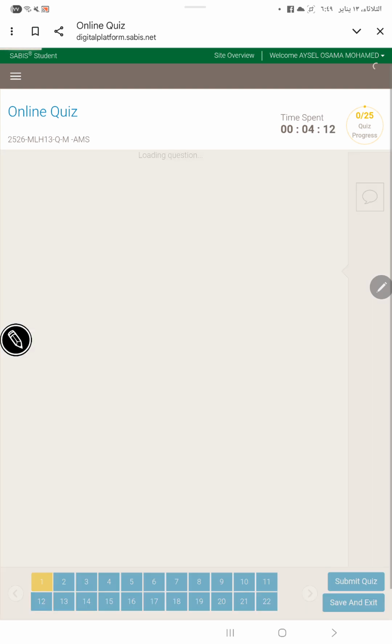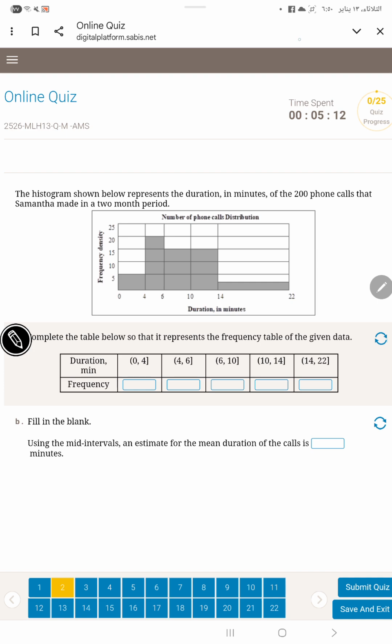Now, question number 2. In question number 2, the histogram shown below represents duration in minutes of 200 phone calls that Samantha made in a 2-month period. Complete the table so that it represents frequency. So we are asked to find the frequency here.